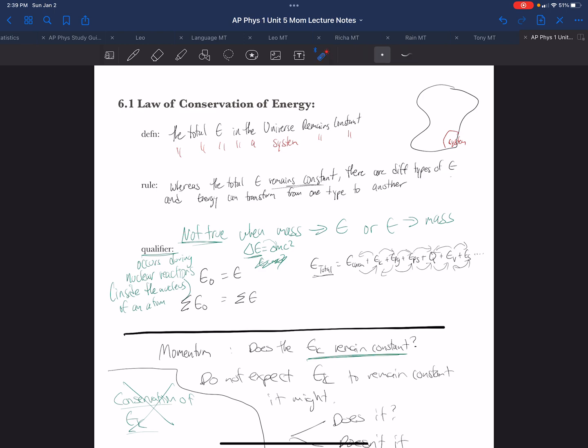Big takeaways, again, total energy in a universe or system is constant, except when energy is converting to mass or mass is converting to energy. Energy does remain constant in all the situations we are going to look at in AP Physics 1. But the energy may convert from one type to another. For example, kinetic energy may go into sound energy, it may go into thermal energy, it might go into potential energy, other types of energy. We have no reason to really expect that kinetic energy would stay the same. In fact, we would usually expect it to decrease because some of the energy is converted to other things.